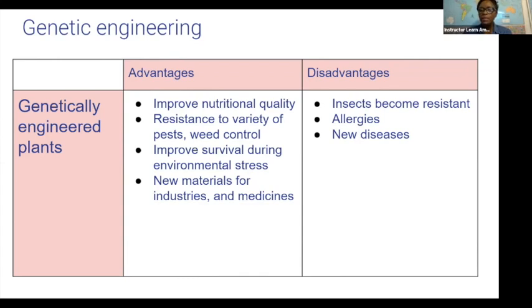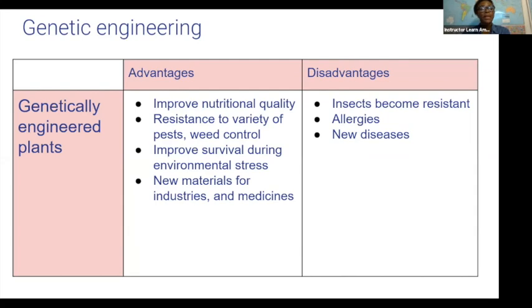We can make plants that are resistant to pests, or crops that can be resistant to weeds growing in them. It can improve survival during stressful environments, like an area that deals with a lot of drought or too much rain. You could modify plants to be able to survive in those environments. You're able to create new materials for medicine or even for industries. The disadvantages: we're also seeing that insects or even bacteria are becoming resistant to the things that we've created.